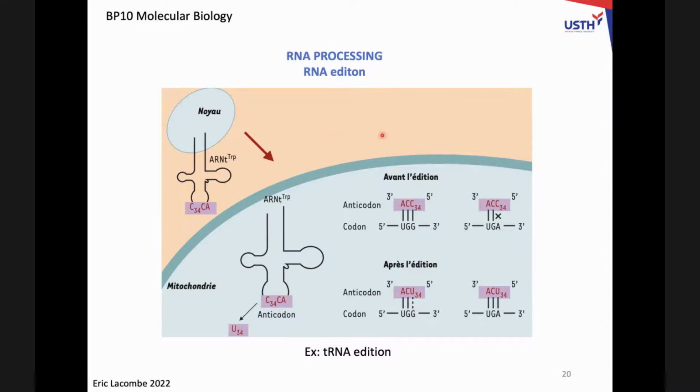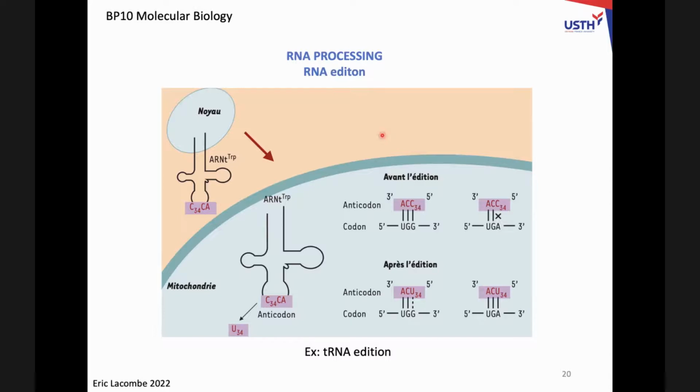So you see, the world of RNA is very complicated, because after transcription there are so many processes at the RNA level. You have the cap, you have the polyadenylation tail, you've got the splicing. In the splicing, you have alternative splicing.